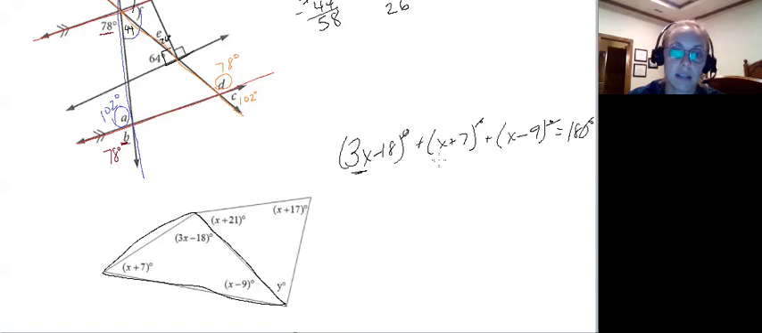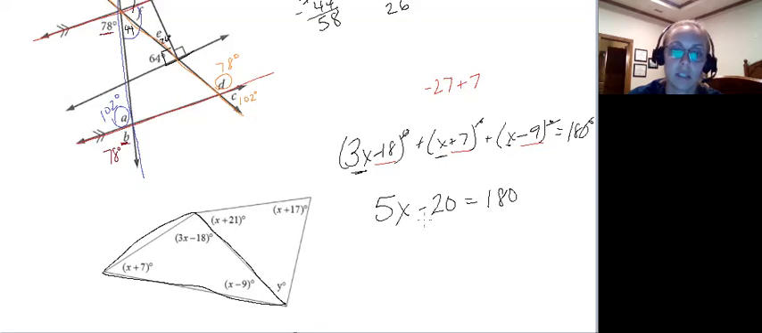So I'm going to combine the x's. I have a 3x, an x, and another x. So that is 5x. And then I'm going to combine my numbers, minus 18 plus 7 and minus 9. So minus 18 and minus 9 is a minus 27, and then plus 7 is going to give me a minus 20. And that all equals this side, which is 180. Now we have a much easier algebraic equation that we can solve.